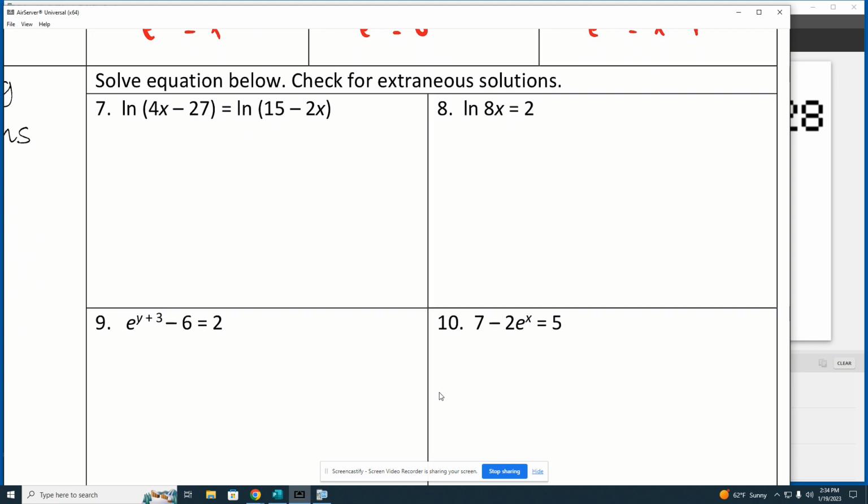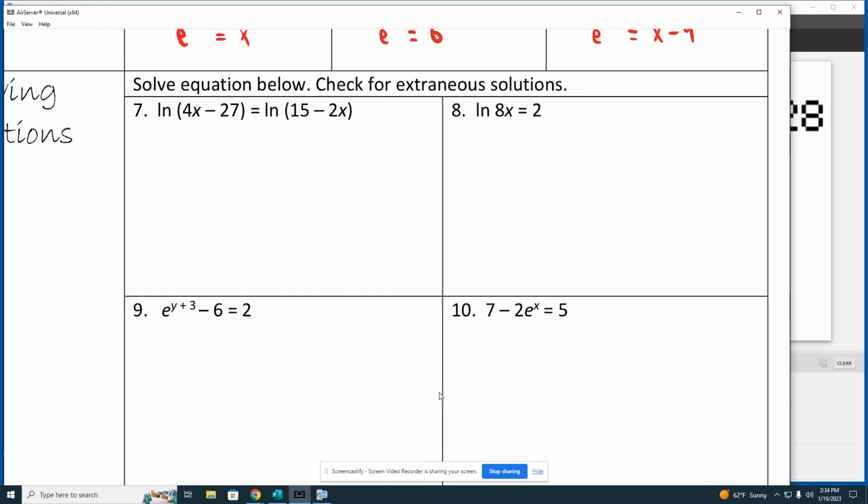Okay? Now, when it comes to solving equations, same as what we've done in the past, you've got 2 options for logarithms. See, these are definitely log on both sides. See the ln here and the ln here? So when there's log on both sides, you drop off the logs and you solve. So it's 4x minus 27 equals 15 minus 2x. To solve this, I'm going to add the 2x. So 6x minus 27 equals 15. I'm going to add 27. So 6x will equal 15 plus 27, which is 42. And then I'm going to divide by 6. So x equals 7.